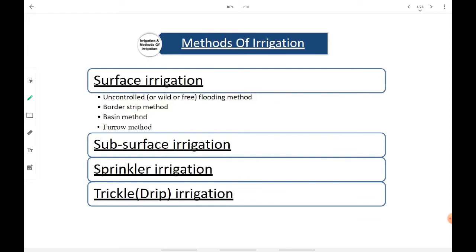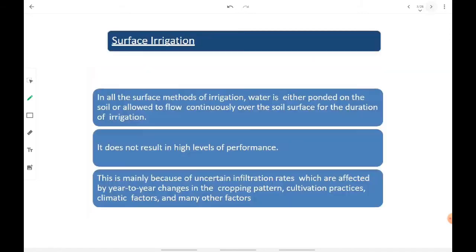Okay, now methods of irrigation. The first one is surface irrigation, then subsurface irrigation, sprinkler and trickle irrigation. Okay, first one we are going to take a look at is surface irrigation, and in surface irrigation there are 4 to 5 methods, which is uncontrolled flooding method, then border strip method, then basin method, then furrow method. Okay, now let's take a look at surface irrigation methods.